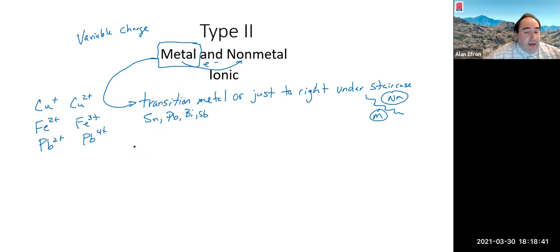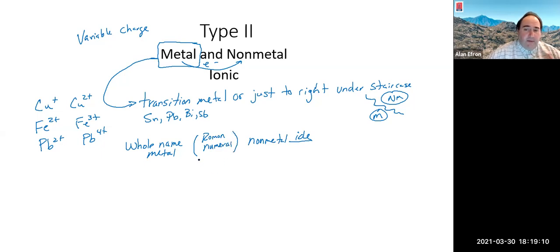So how we go about naming these is pretty much identical to type 1. We're still going to use the whole name of the metal, which will come first. We're still going to use the non-metal, and we're going to give it the IDE treatment at the end. The additional thing that we put in there is a Roman numeral.